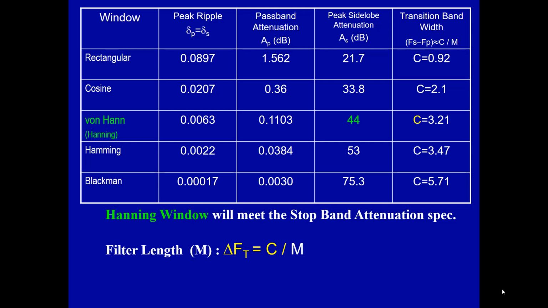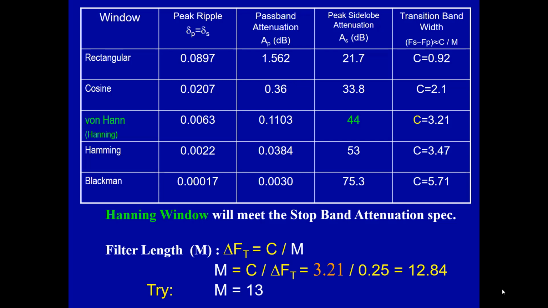By the equation, the transition width is given by the ratio of this C constant over the length of the filter. So solving for the length of the filter, we need to divide the 3.21 C value from the table by the allowed transition width for our filter, which was 0.25 cycles per sample, and that gives us 12.8 as the length we need. We need an odd length filter to create a type 1 linear phase FIR filter, so we'll round this up to 13. And that'll be our first attempt.